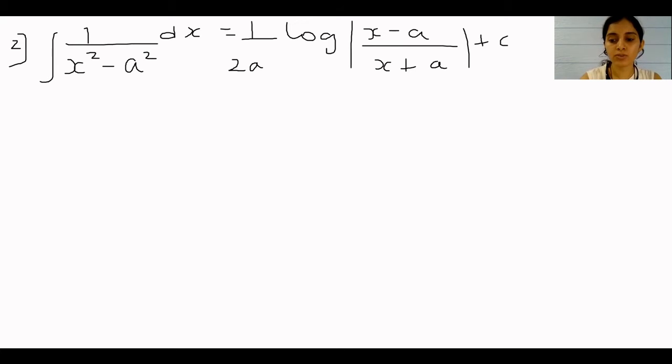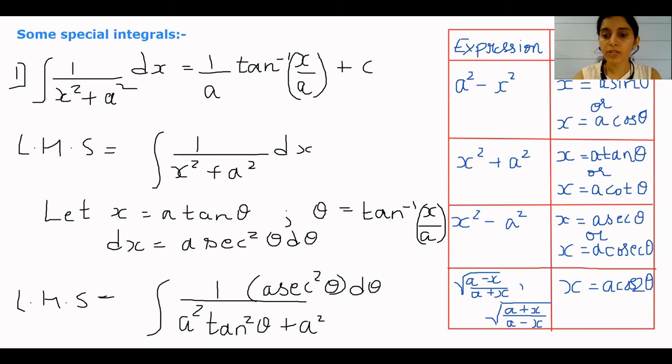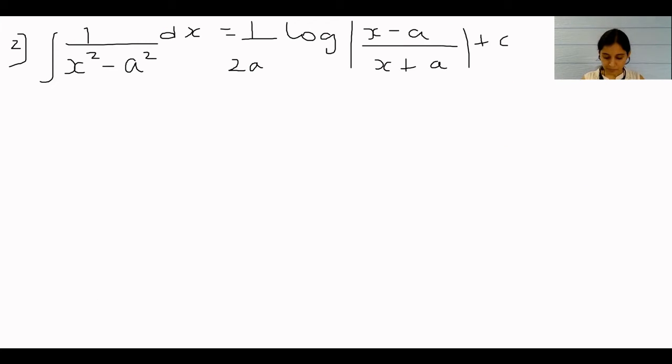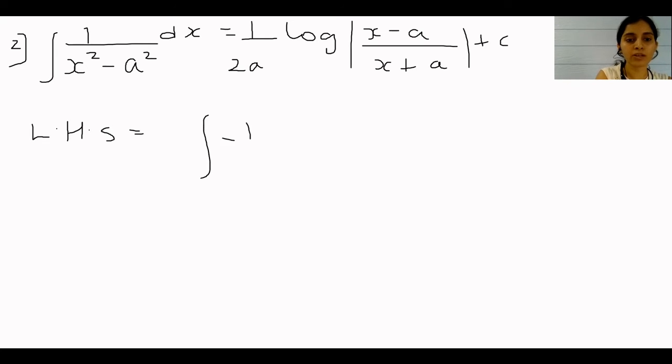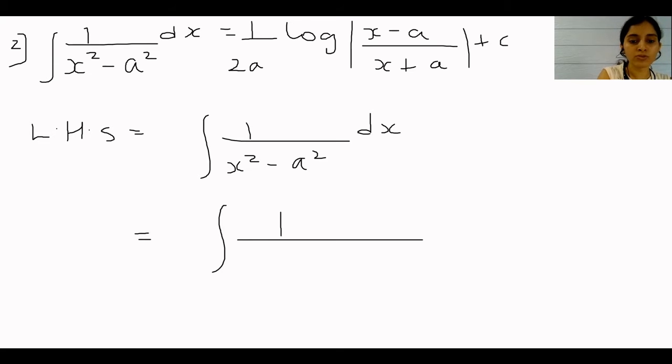Okay, so first let us go to the substitution column, the red column. We have x square minus a square. The substitution should be a sec theta or a cosec theta. Okay, so let us begin. Now in this kind of sum, there is a different method of proving as well. So I'm going to show you that method. LHS is equal to integration of 1 upon x square minus a square dx. I'm going to use the factorization method. That is, I'm going to use x minus a, x plus a, dx.